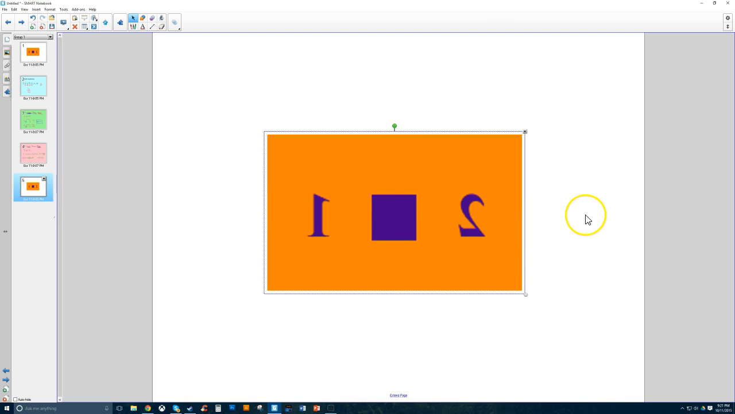So maybe try and read from right to left rather than left to right. And that might be able to help you. All right, and that is the end of the video.